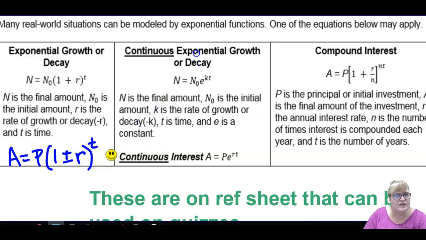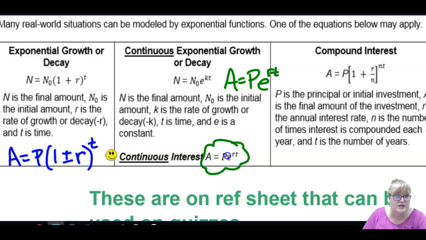All right, continuous growth or decay, and it has to say the word continuous, all right, would be A equals P times E to the RT, which is usually used for compound interest, but it also works for anything that's growing exponentially. And again, you put a negative rate or K value in their formula if it's decaying, all right?